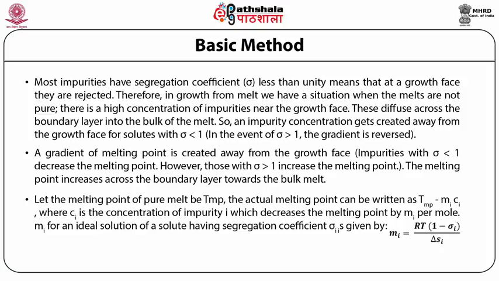The actual melting point can be written as T_MP minus m_i C_i, where C_i is the concentration of impurity i, which decreases the melting point by m_i per mole. m_i, for an ideal solution of a solute having segregation coefficient sigma_i, is given by m_i = R T (1 - sigma_i) / delta S_i, where delta S_i is the change in entropy.